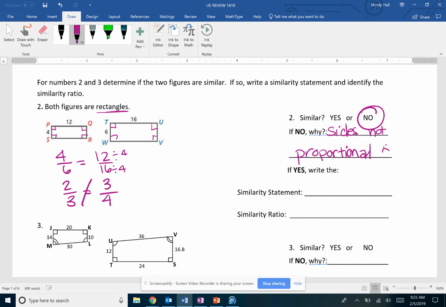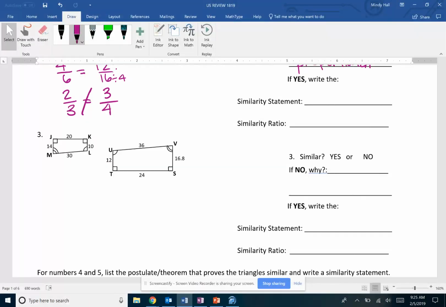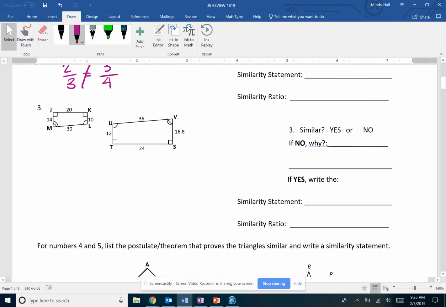Sad day. So for the next one, same thing, we need to prove they're similar or not. So looking at the angles, they both have 2 right angles, and then we have angle U and angle L are the same, and angle M and angle V are the same. So we know that all angles are congruent, so we're good there. So then we just need to check the proportion of the sides.